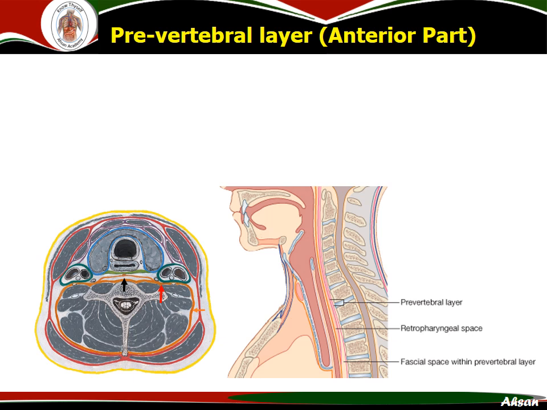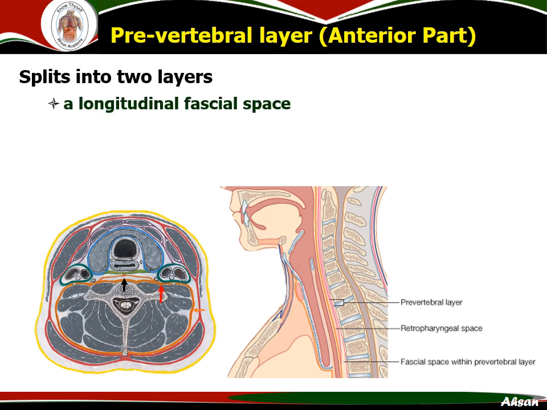Prevertebral layer, if we follow the orange arrow on the right side of the cross section of the neck, is showing this prevertebral layer, and this is extending anteriorly, and the red arrow is showing where it splits into two. The black arrow is showing the two layers. So this splits anteriorly into two layers, and a longitudinal fascial space is enclosed in between these two layers. These are the two layers of the prevertebral part of the deep fascia.